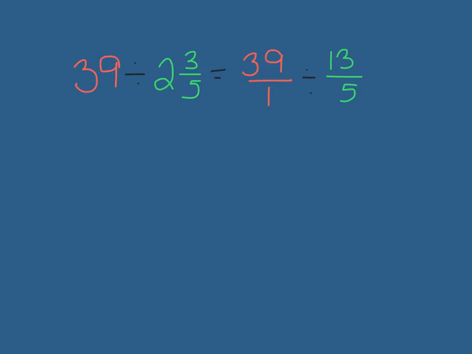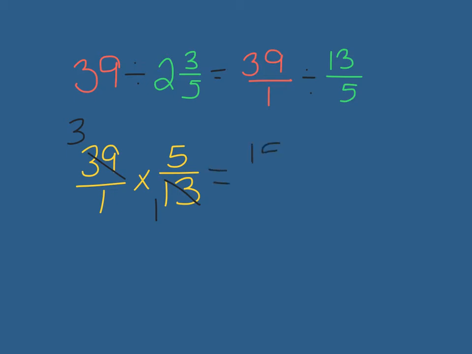Now all we need to do is make that our reciprocal, so we would have 39 over 1 times 5 over 13. See if there's anything we can reduce, and we can. Our 13 goes into 39 3 times, and it goes into 13 1 time. So that equals 3 times 5 is 15 over 1, which would equal 15.